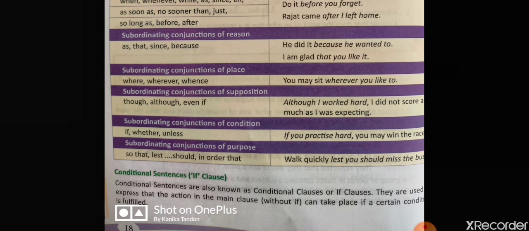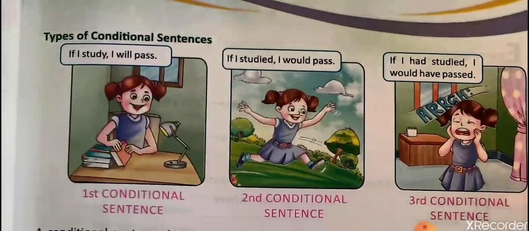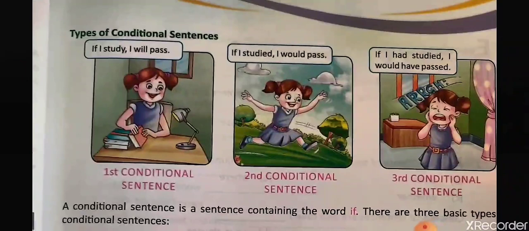They are used to express that the action in the main clause can take place if a certain condition is fulfilled. So in the main clause we use an if condition, and if the condition is fulfilled in the other clause, then only the condition of the first clause will be fulfilled. For example, if I study, I will pass. The condition is that the girl has to pass, and when will the condition be fulfilled? Only if she studies.